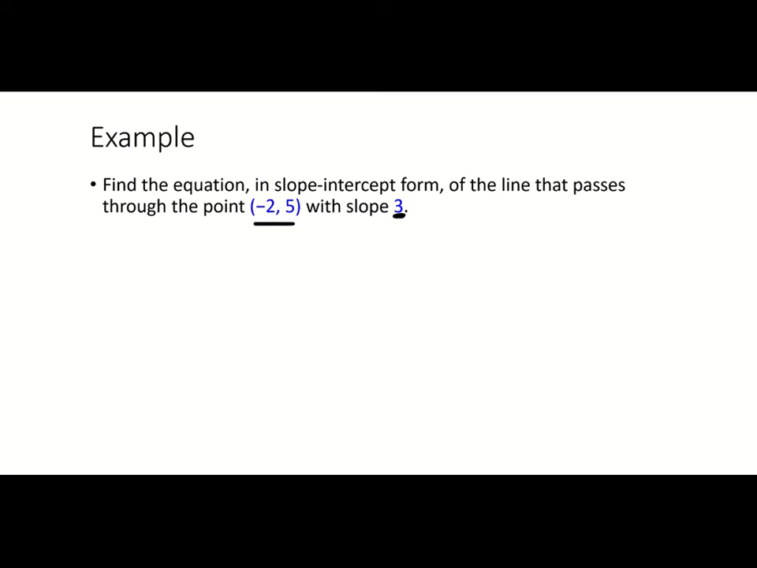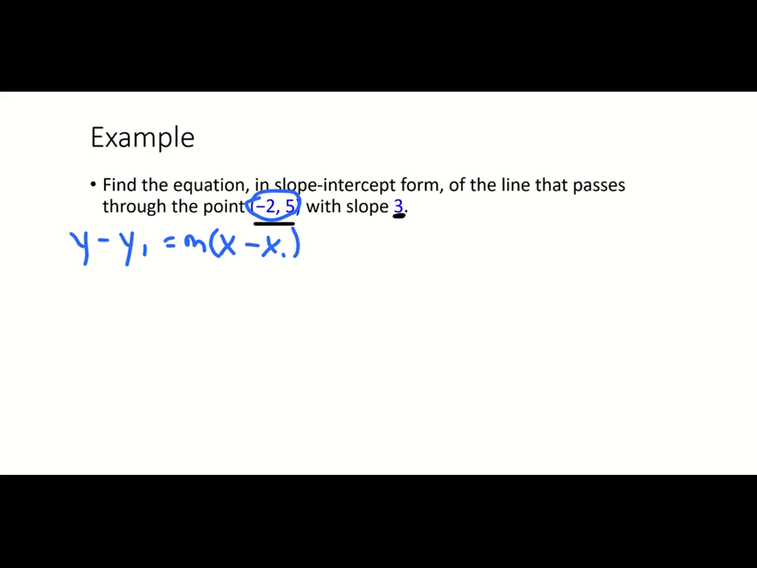Now, some of you may have solved this before in the past, where you plug in your values and solve for b using the slope-intercept form. You may do it that way if you want. I'm going to practice with the point-slope formula, but either way is okay. So my point-slope formula, remember, is y minus y1 is equal to m times x minus x1. I'm going to plug in my values for my point in the y1 and the x1.